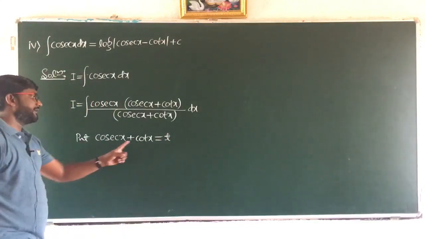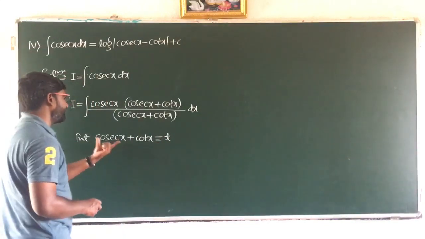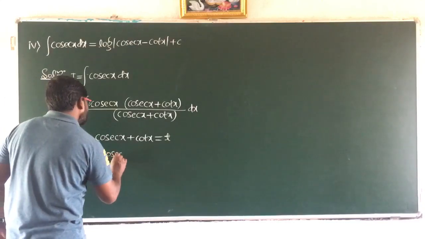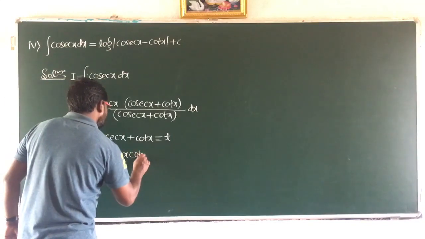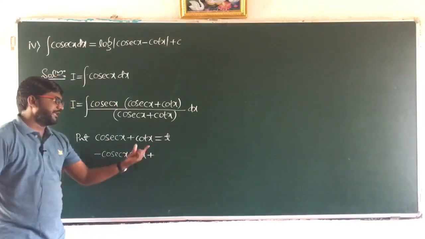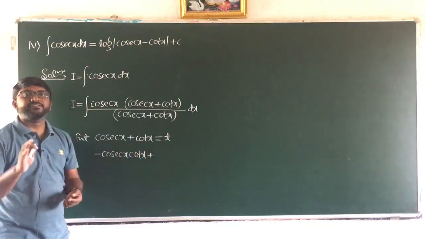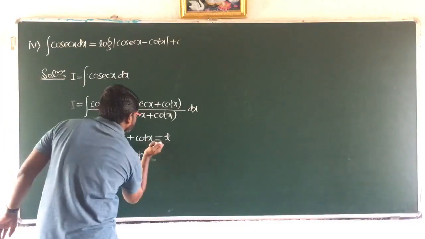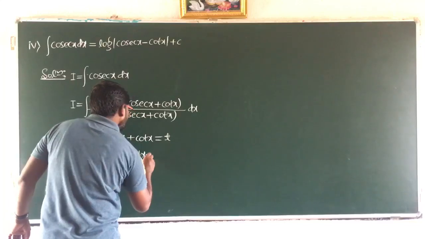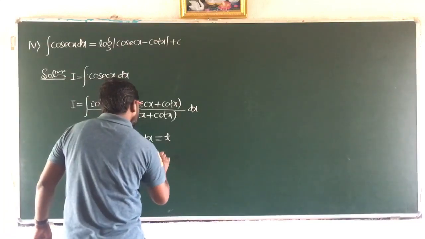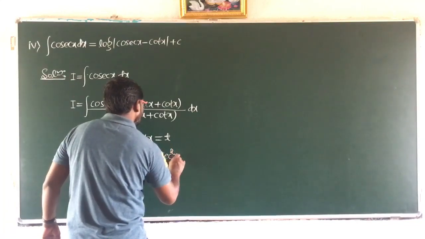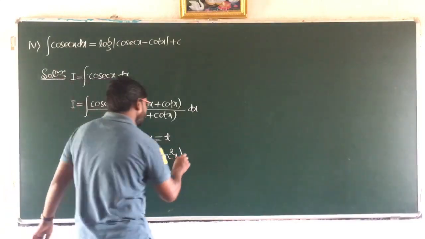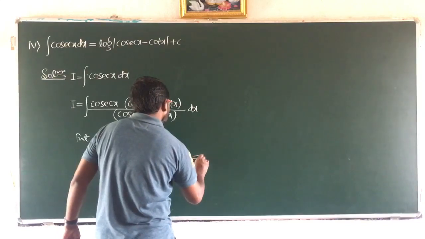Now differentiate both sides with respect to x. What is the derivative of cosecant x? It is minus cosecant x into cot x. Now what is the derivative of cot x? It is minus cosecant square x. So it is minus cosecant x cot x minus cosecant square x, which is dt by dx. Take dx to the LHS, so dt by dx becomes dt.